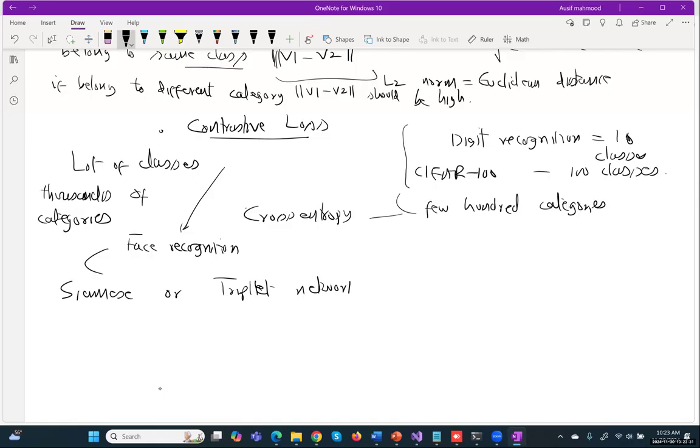In your assignment number 8, you will be programming these so that you get an idea of another kind of loss function, and we'll be using contrastive loss over here.